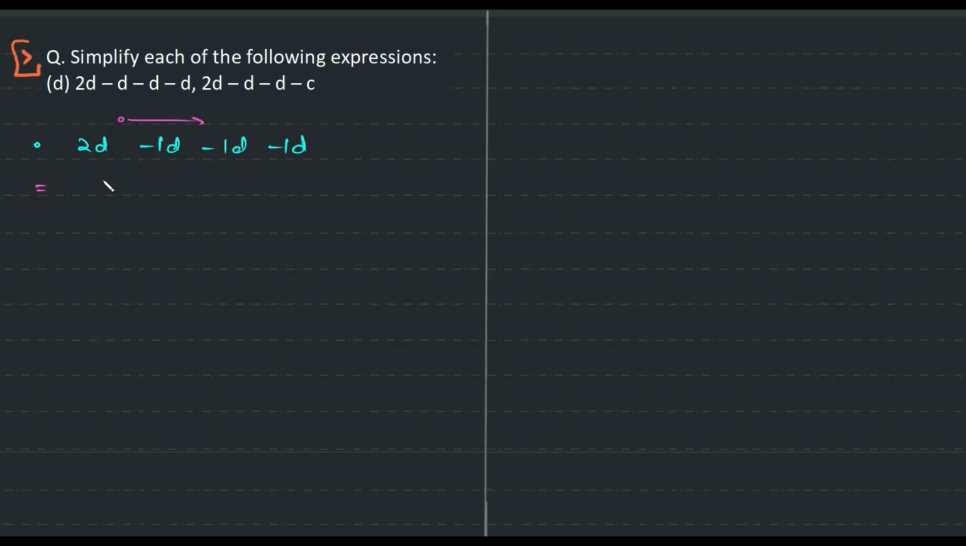And so this will end up with plus 1d minus 1d minus 1d, after this getting simplified. And these two will cancel each other. And so the final answer is minus 1d.